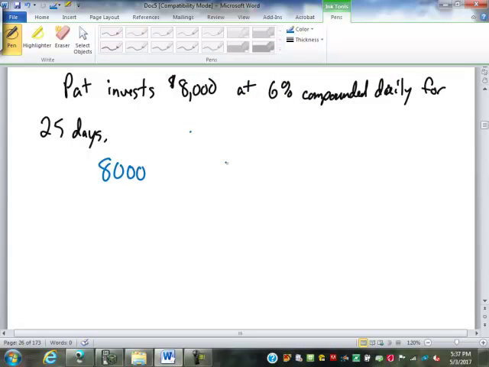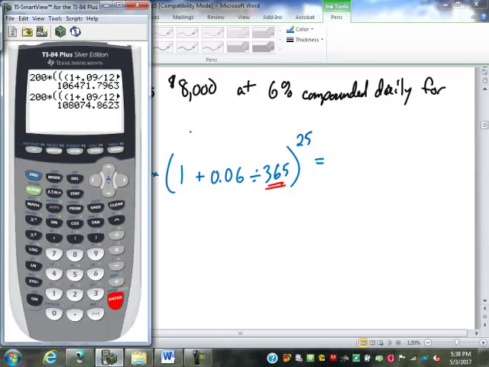We've got the 8,000 as your principal, times just one open parentheses for compound interest. 1 plus the 0.06 divided by, this will always be 365 there. So this part's always 365. Then to the power of the 25 days. So I'm getting 8,032.94.